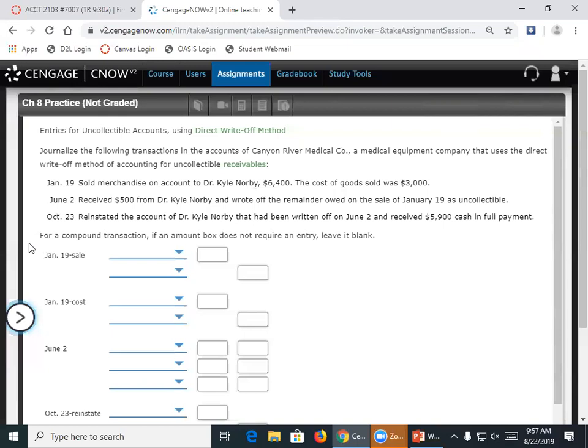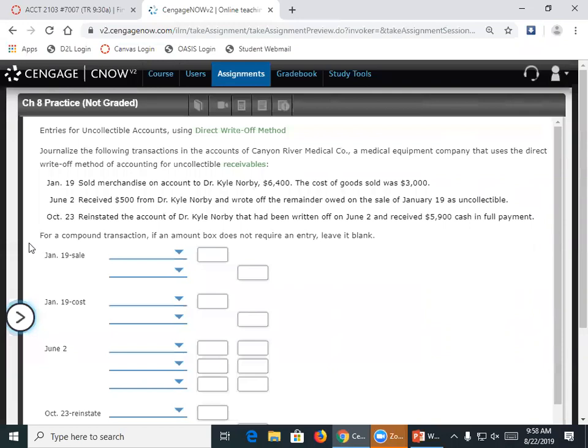Okay, so this first one that we're dealing with is just dealing with the direct write-off method. So it's just what we just talked about. So we're going to jump right into journal entries, right? It says journalize the following transactions for Canyon River Medical Company. They use the direct write-off method for uncollectible receivables. So again, they're not GAAP compliant. They're not a publicly traded corporation. So they can use the direct write-off method.